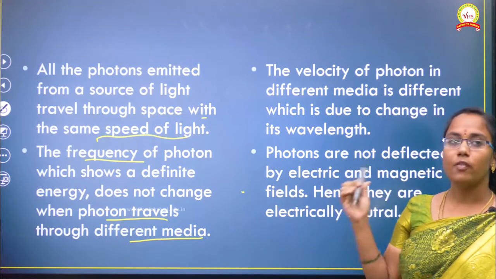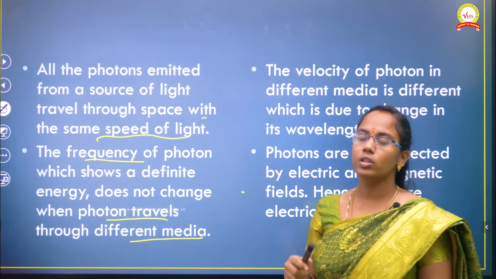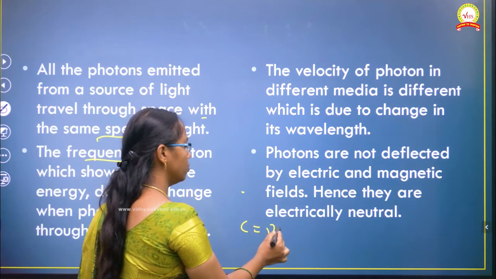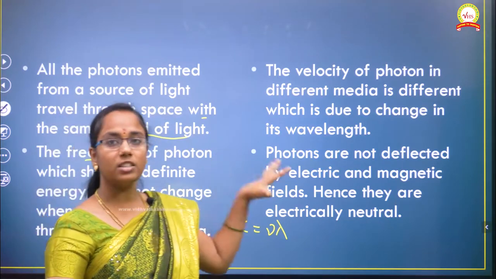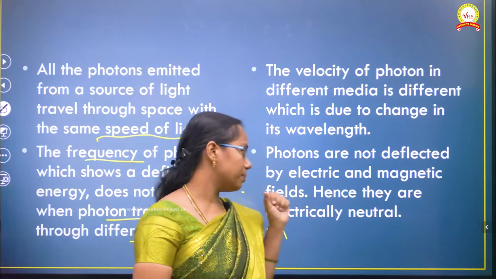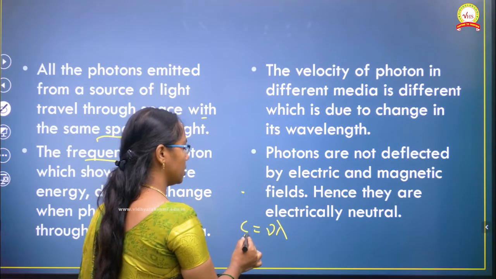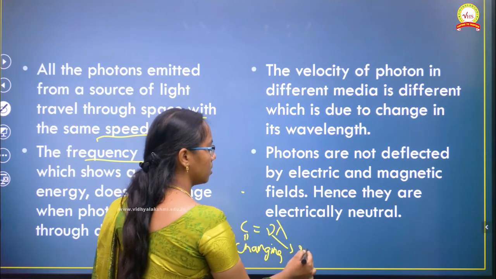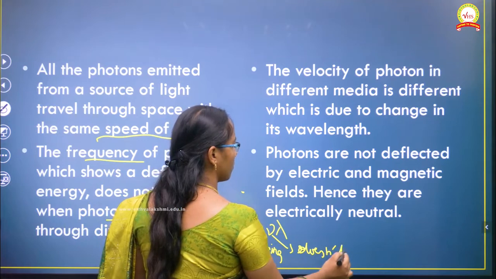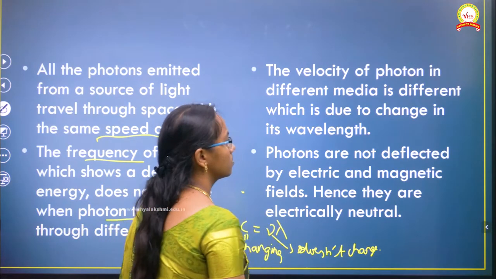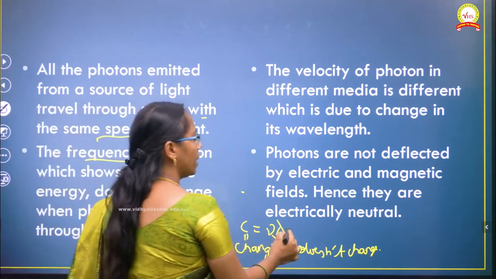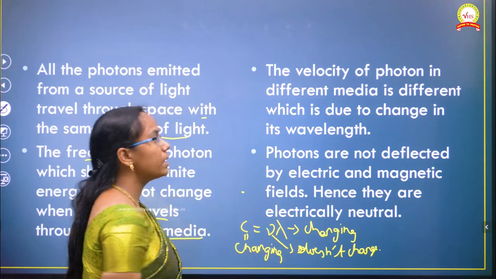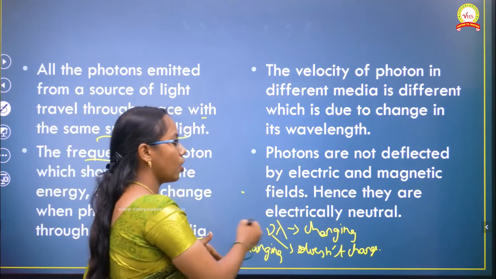The next property is the velocity of a photon in different media is different, which is due to the change in wavelength, okay. So here comes the important thing, okay. C is equal to nu lambda. So the speed of light does change in different media, but frequency is remaining constant. Speed is changing, but frequency is remaining constant, does not change. Okay. So to make it balanced, wavelength has to be changing, so as to obtain the same value, okay.